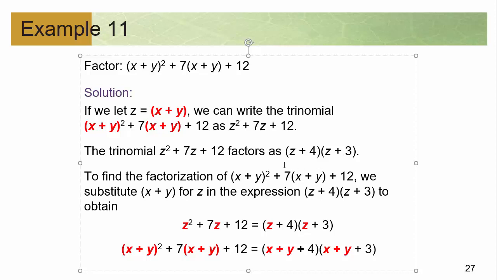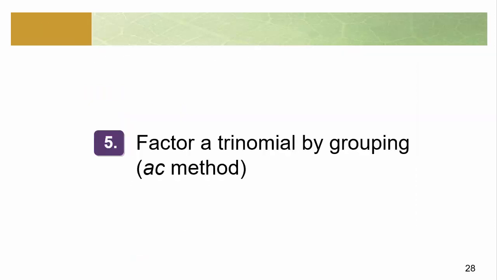And then, because we weren't dealing with z's, we were really dealing with x plus y, you put them back in. So instead of z plus 4, it's x plus y plus 4. And then instead of z plus 3, it's x plus y plus 3. And there are your two factors. Okay, so it's just a way of factoring more ugly things using the same simple rules, because we do substitution to make it look a lot simpler.